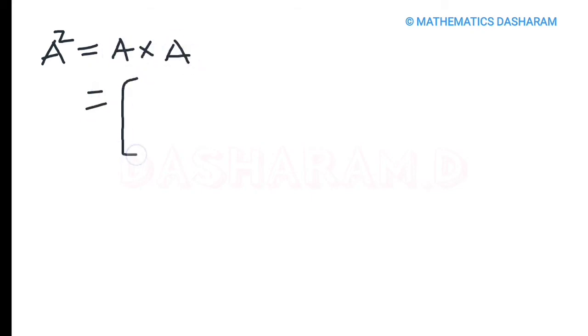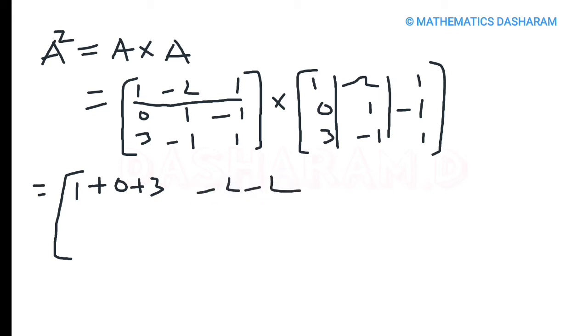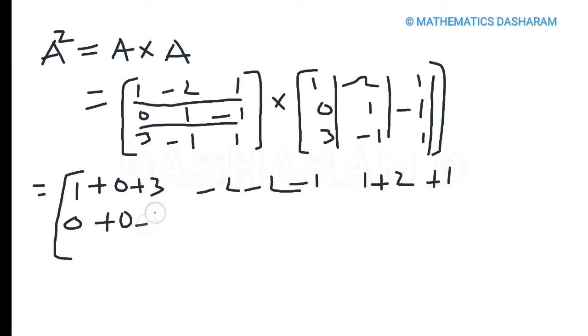Here is the A matrix. Multiplying first row, first column: 1 into 1 is 1, minus 2 into 0 is 0, 1 into 3 is 3. First row, second column: 1 into minus 2 is minus 2, minus 2 into 1 is minus 2, 1 into minus 1 is minus 1. First row, third column: 1 into 1 is 1, minus 2 into minus 1 is plus 2, 1 into 1 is 1. Now second row, first column: 0 into 1 is 0, 1 into 0 is 0, minus 1 into 3 is minus 3.